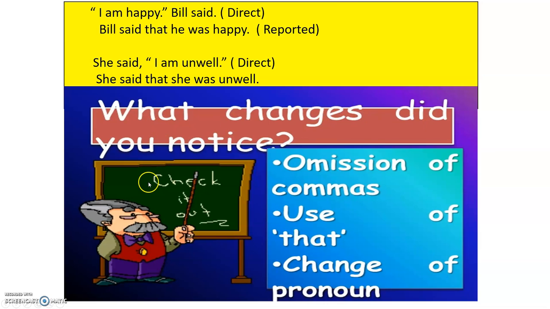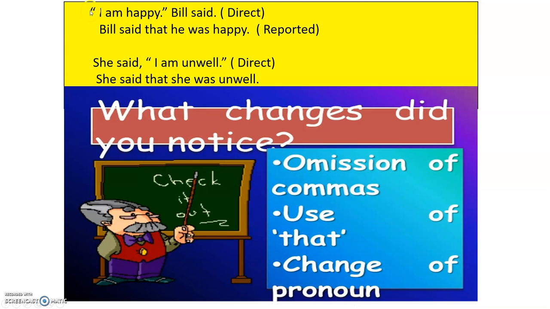Now, what changes did you notice? If you look at these sentences, what are the changes you notice, children? Yes, first is omission of commas. Omission means you do not have commas in the reported speech. You see, there are no inverted commas here, okay? And use of that is there. You see in the reported speech, you have the word that. And then change of pronoun.